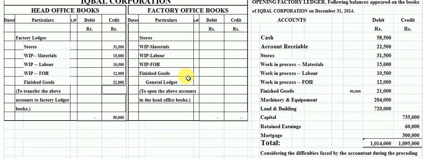Students, these are the accounts which belong to the factory. And now the factory will handle these accounts in future separately. The sum up is 90,000 rupees here. Students, these are the entries in the book of head office.